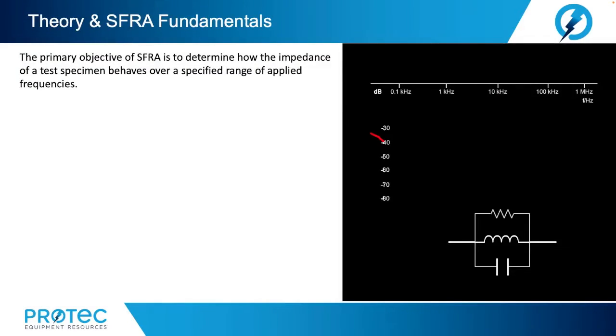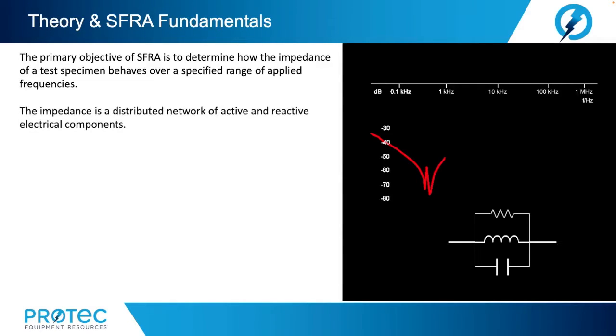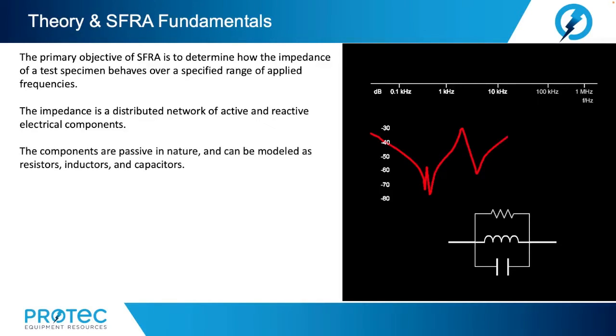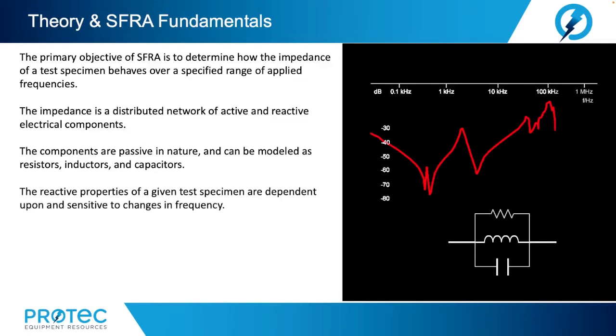The primary objective of SFRA is to determine how the impedance of a test specimen behaves over a specific range of applied frequencies. The impedance is a distributed network of active and reactive electrical components. The components are passive in nature and can be modeled as resistors, inductors, and capacitors. The reactive properties of a given test specimen are dependent upon and sensitive to changes in frequency.